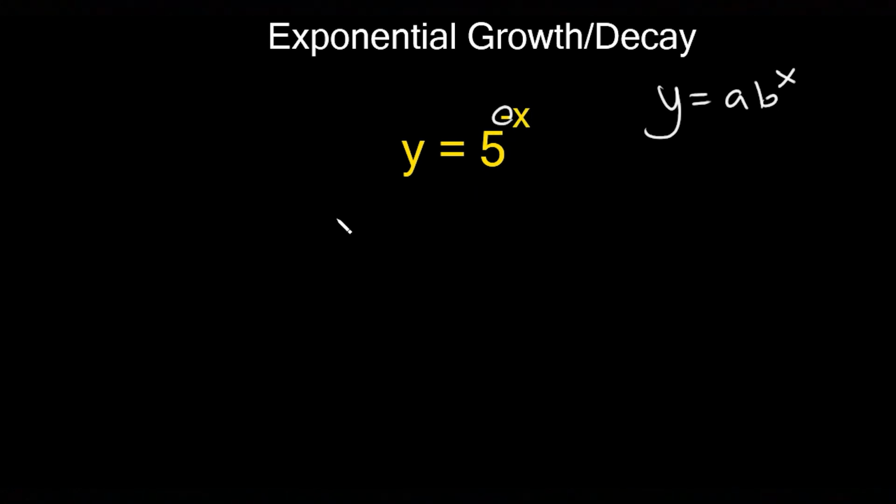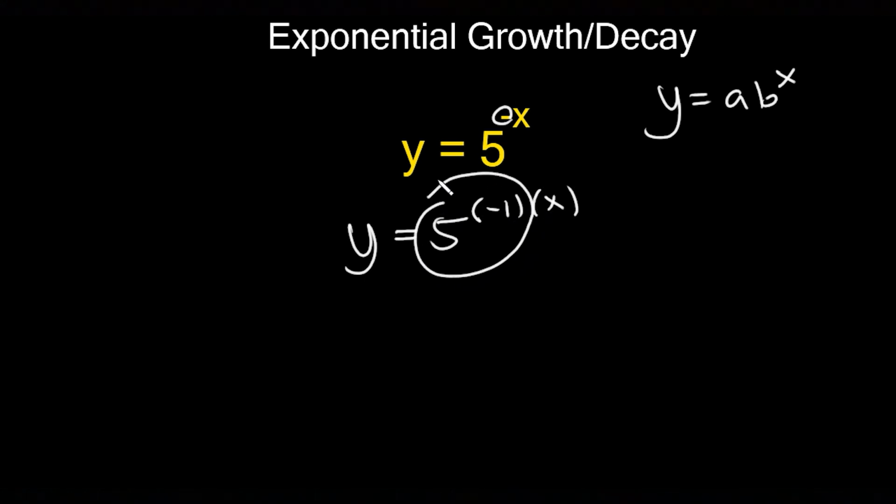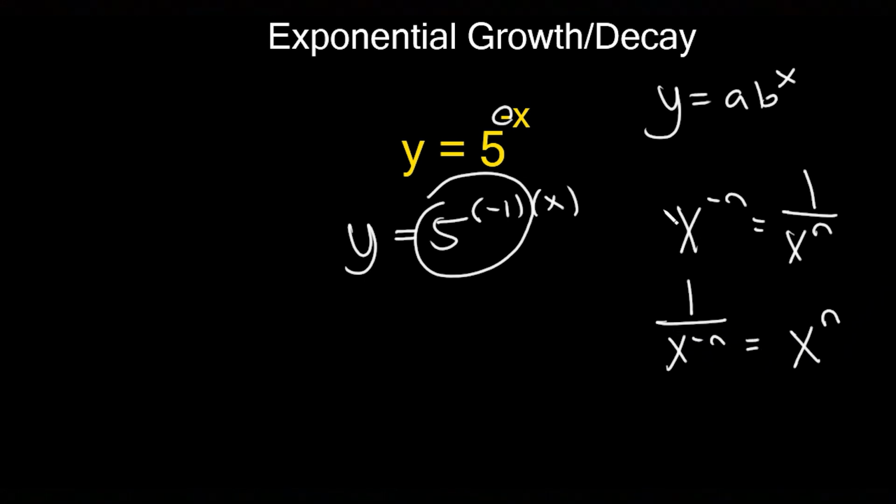So what I'm going to do is rewrite it. I have y equal to 5, and then I'm going to break this apart. It's negative 1 times x. That's what's actually going on. And so what I can do from here, this 5 to the negative 1, I can use negative exponent properties and rewrite that. So remember, if you have x to the negative n, using negative exponent properties, you can rewrite that as 1 over x to the n. And you can go in reverse. If you have 1 over x to the negative n, you can rewrite that as x to the n. Okay? So we're going to be using this one right here.